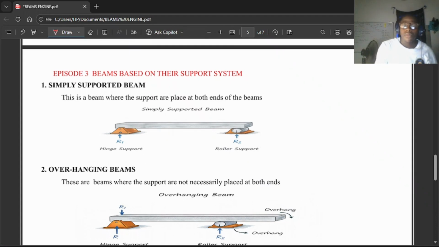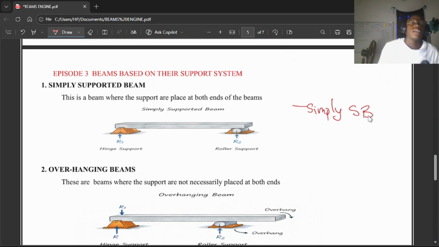Now, the first one which we are going to consider is what we call the simply supported beam. Simply supported beam. Now, what's the simply supported beam? Let's note this down. The first one which you have is our simply supported beam.